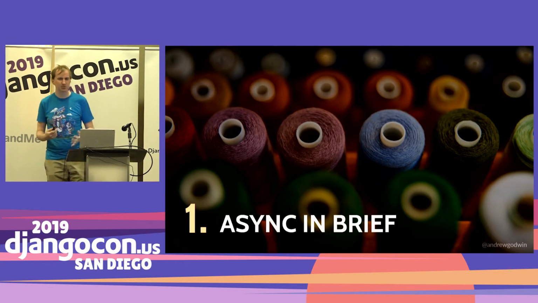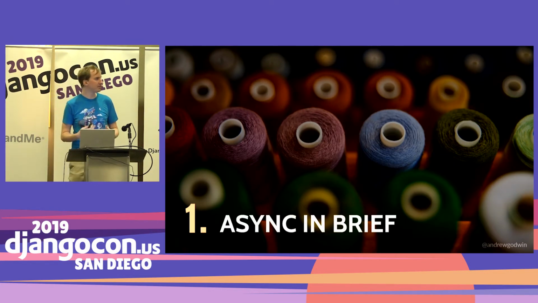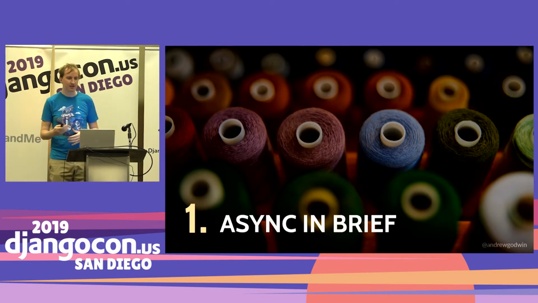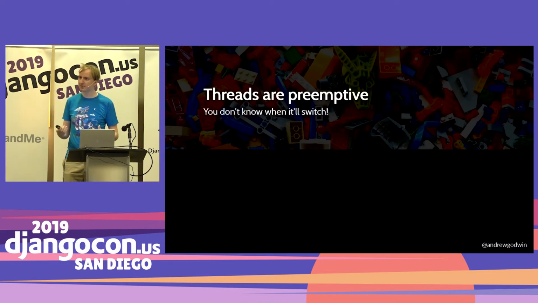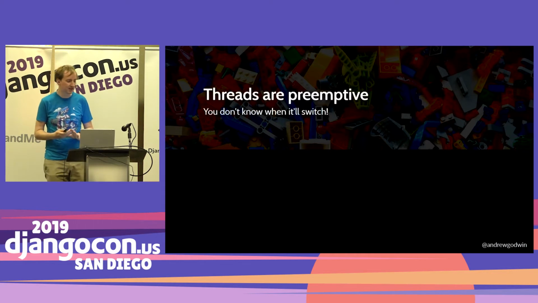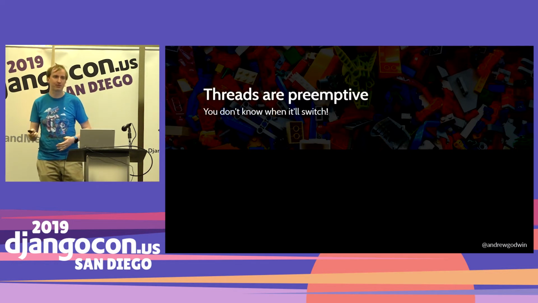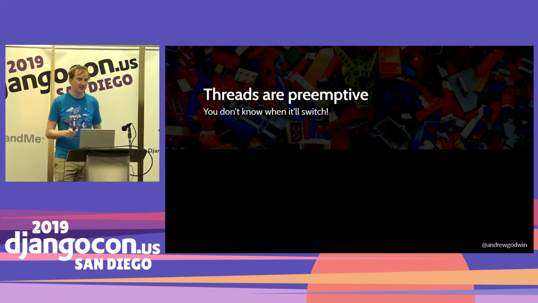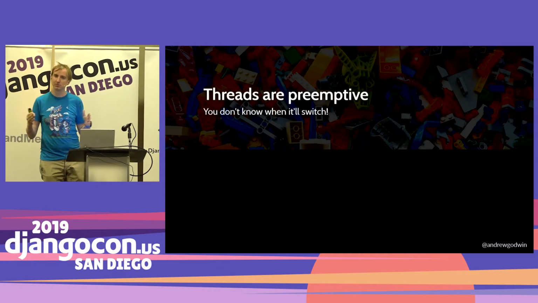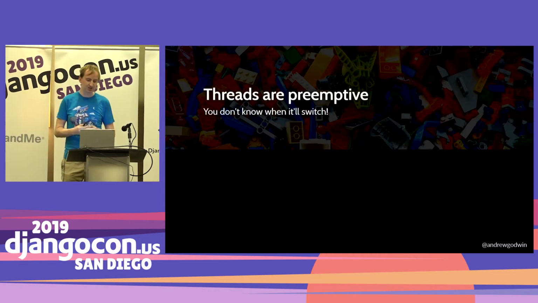So first, let's talk a bit about async in brief. You heard from Amber the basic premise of async, the idea that threads are preemptive. But let's go into a bit more of what that means in Python specifically. Python has a threading library. You can just import threading and run threads, but it's a lie. Python threads are not actually threads. It's not a thing that runs on multiple processor cores. It's just an implementation of what's called time slicing in Python.